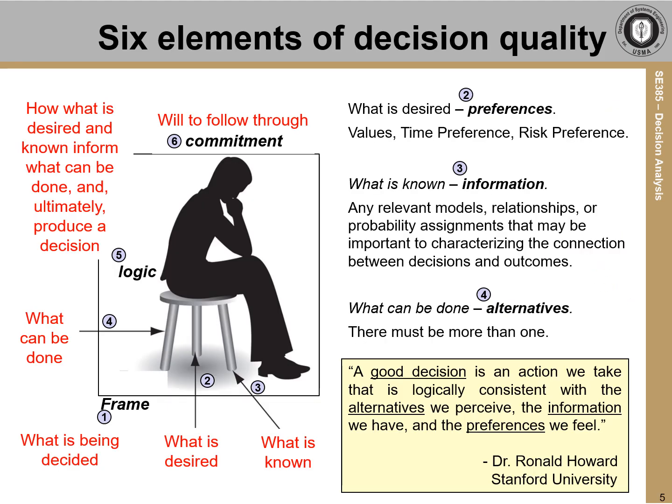So when we start looking at decision quality, there are six things that we have to make sure a good decision has. We have a frame, we have the preferences, we have the information, we have alternatives, we have logic, and we have commitment.